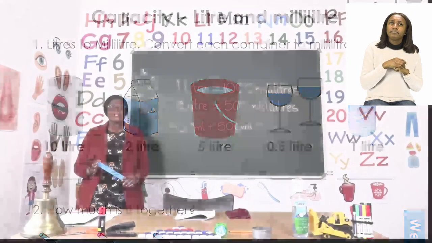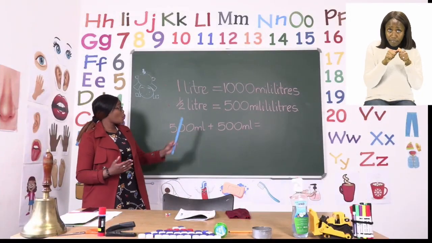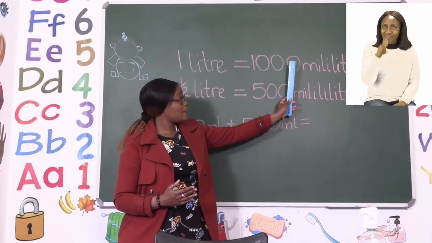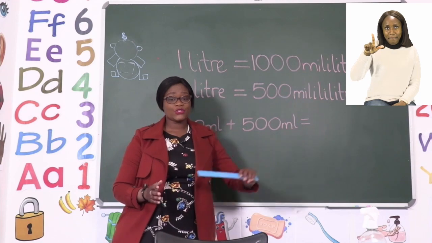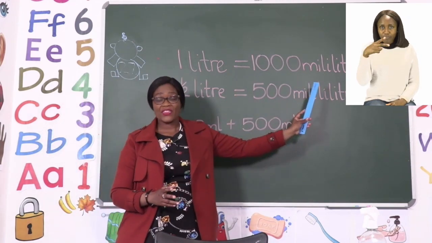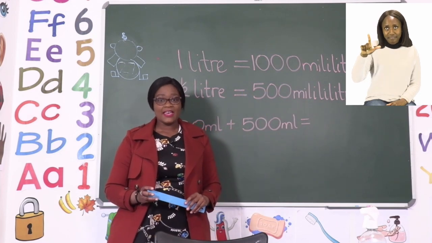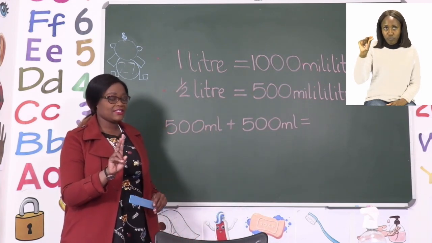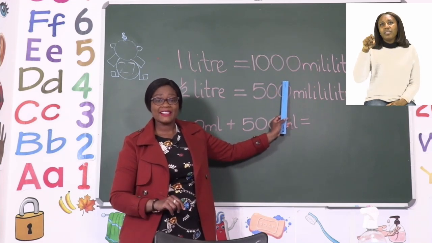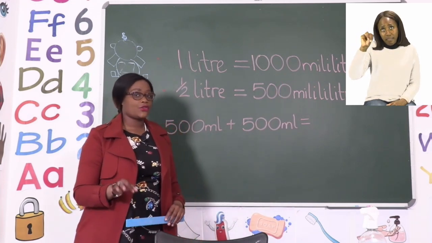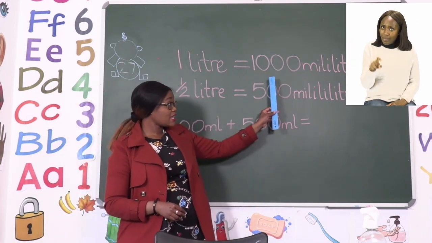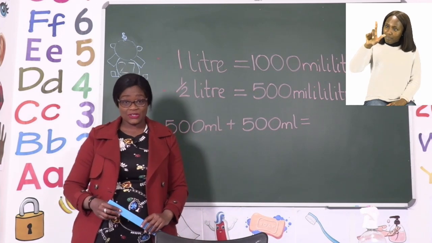The first rule that you need to remember, boys and girls, is that 1 liter is equal to 1,000 milliliters. So if we have 1 liter, then that means we have 1,000 milliliters. If we have 2 liters, that means we also have 2,000 milliliters. If we have 3 liters, then that means we have 3,000 milliliters.